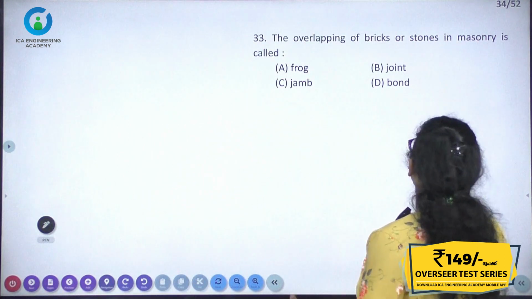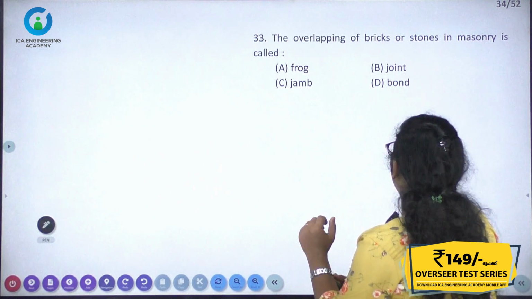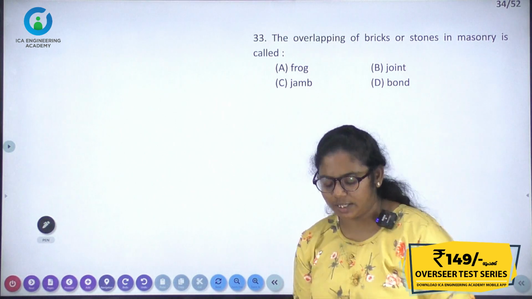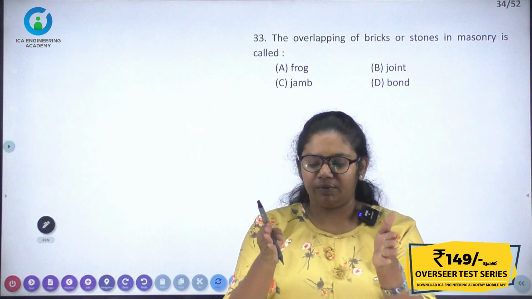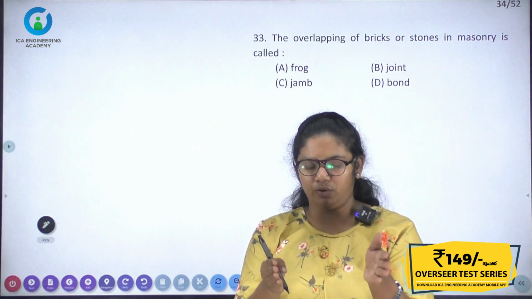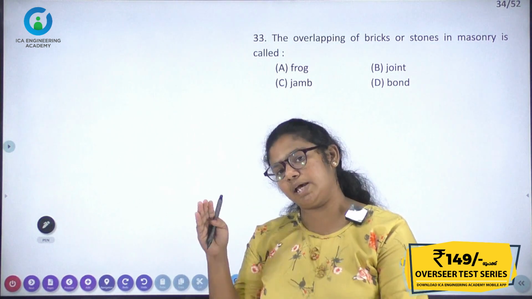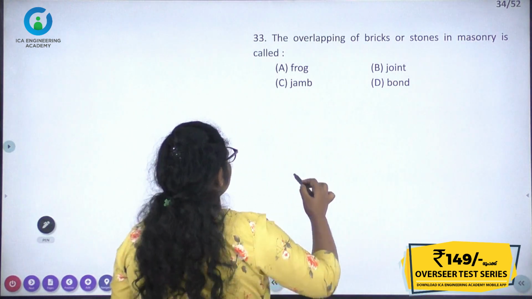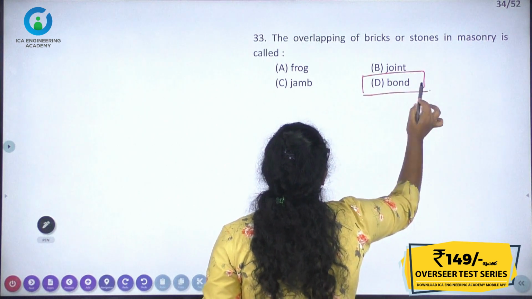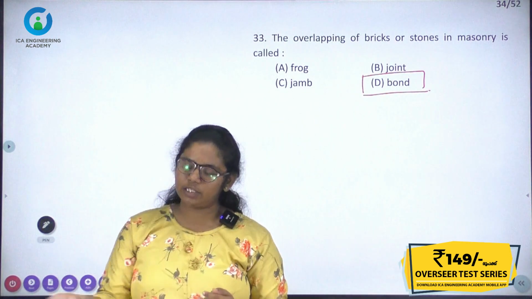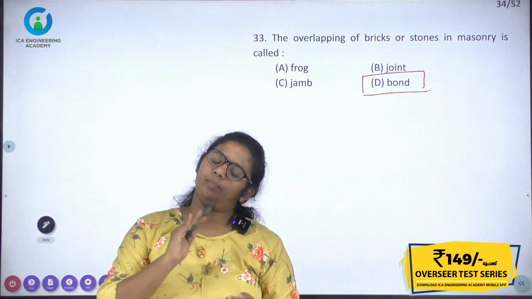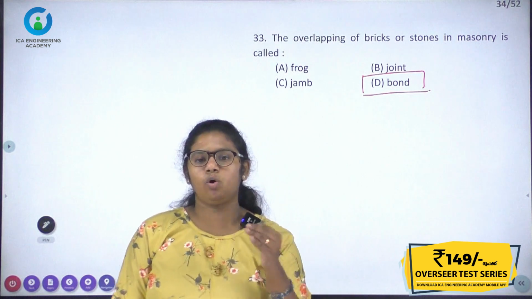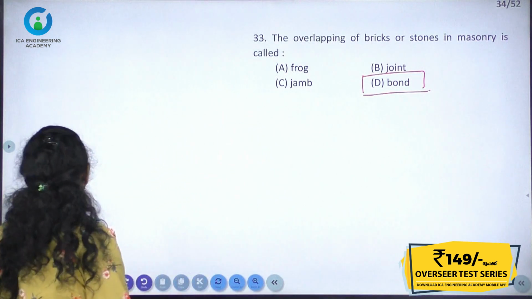The overlapping of bricks or stones in the masonry is called what? The arrangement of bricks or stones in the masonry, bonded with mortar, is called overlapping. That is called a bond. The arrangement can vary; we place the stones bonded with the mortar, and the arrangement can vary. That is called a bond.